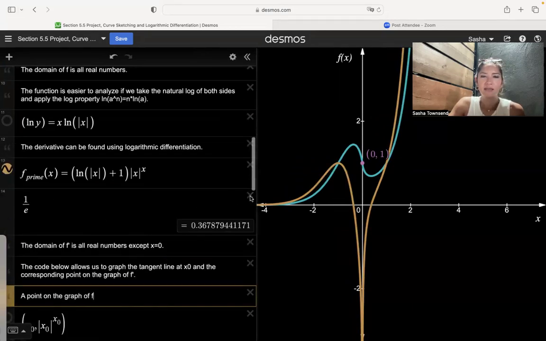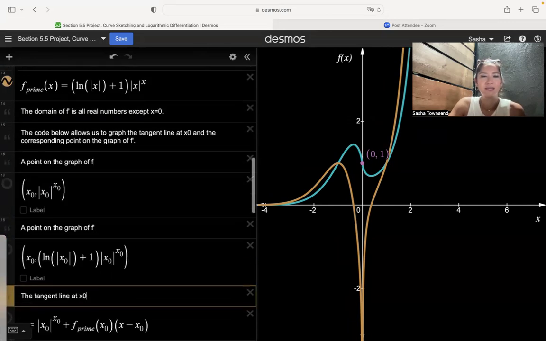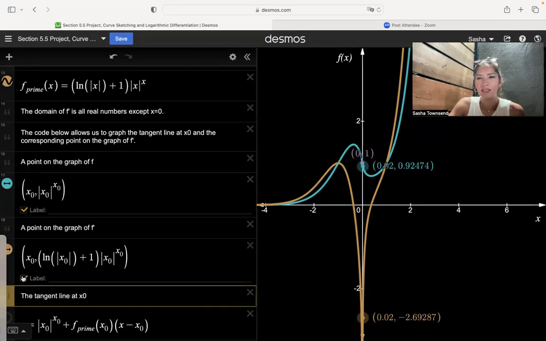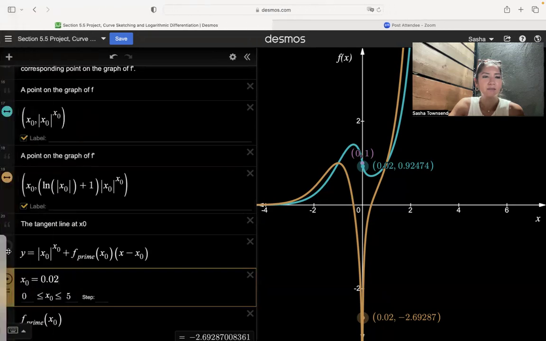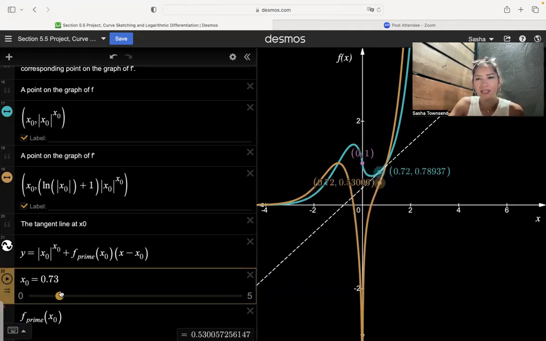The domain of f prime is all real numbers except x equals 0, as we can see from looking at the orange graph. And then if we want to, we can compute the tangent line of the original function at some point x naught. And then we can evaluate the derivative at that point. So at x naught equals 0.2, the slope is negative 2.69. Then we can graph the tangent line. The tangent line is given by the y value at x naught plus the derivative at x naught times x minus x naught. And you can see how that tangent line changes.